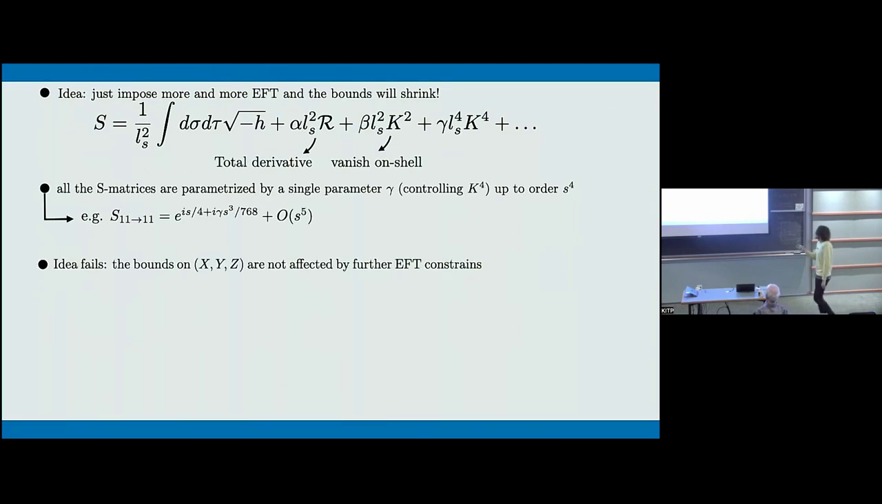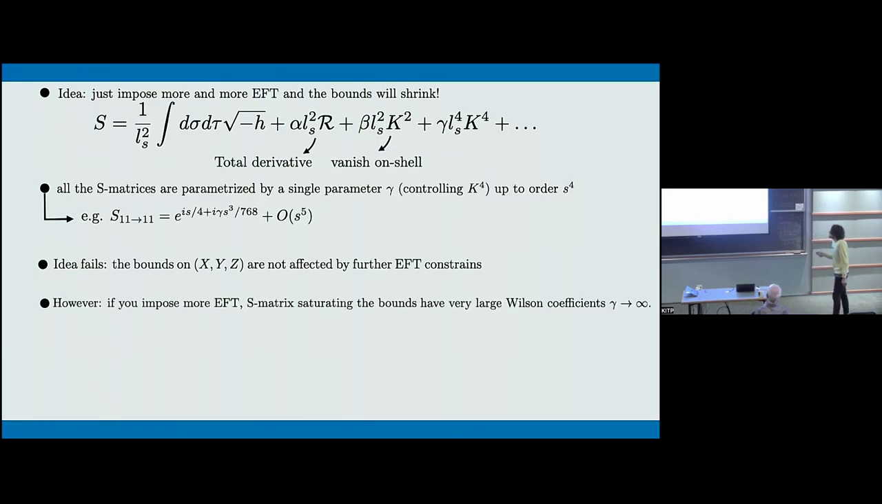So we impose that, and we find that this idea fails. The bounds actually do not improve as we impose more and more effective field theory constraints. And this idea fails in an interesting way, because you find out that to realize the previous bounds, you must have that these Wilson coefficients grow as you approach the optimal bound. So only for very, very large Wilson coefficients can you saturate the previous bounds.